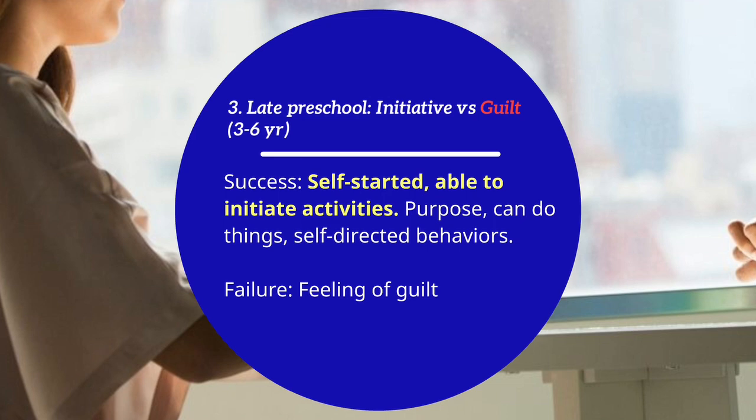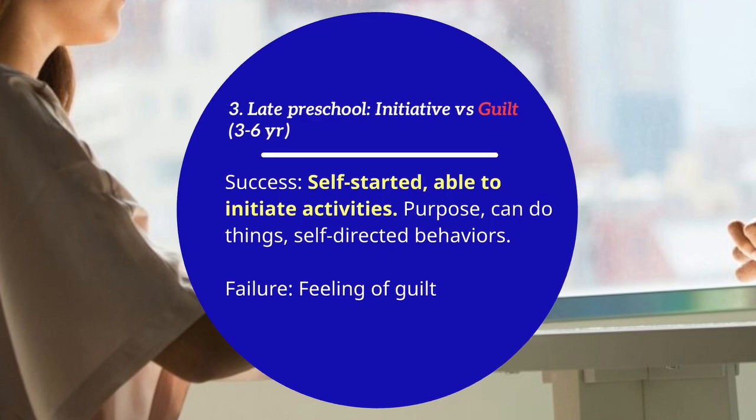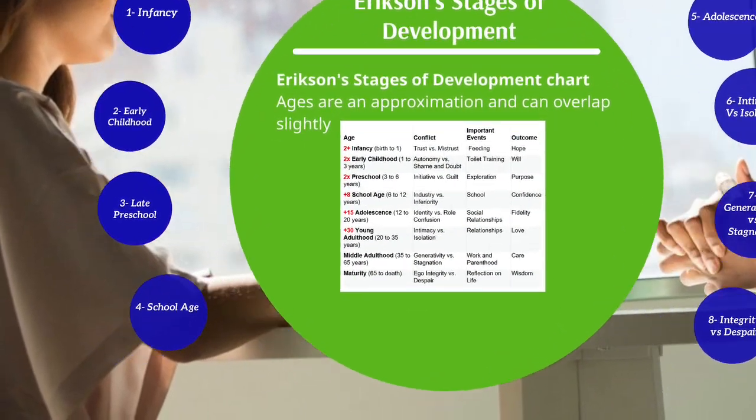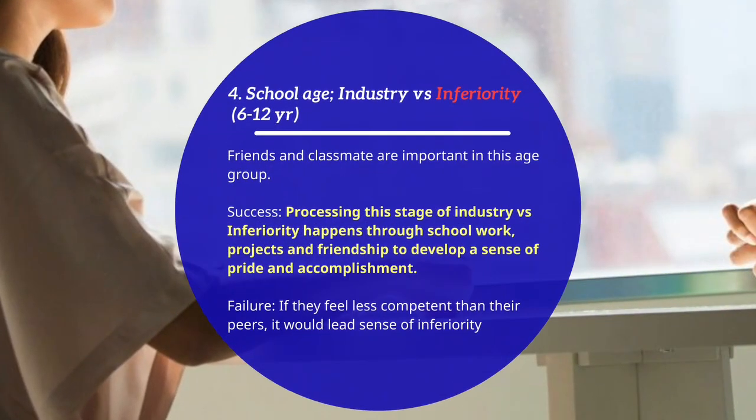As I mentioned, age is so very important because you can get the question correct by knowing the age group. So put a little bit of extra time on this training here in module 4 so that you can get those questions correct. As we're moving on to school age, industry versus inferiority, 6 to 12 years old, right? Friends and classmates are so important in this group.